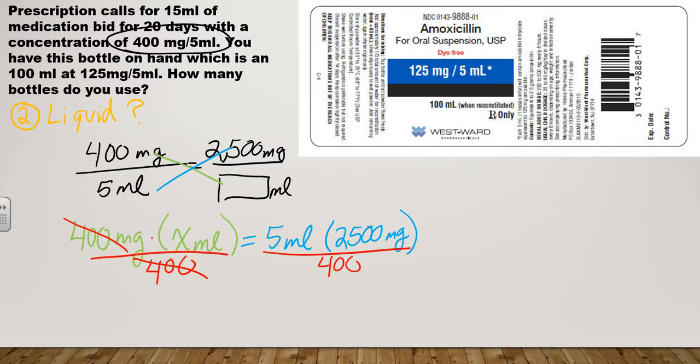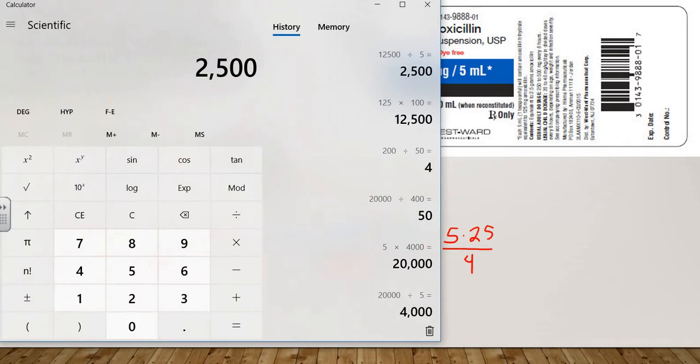Okay, I'm going to do this longhand and then I'm going to show you on the calculator. So it's 5 times 2,500 divided by 400, but I can kill 2 zeros. So technically it's 5 times 25 over 4. You're going to get the same answer. I'm going to show you both on the calculator.